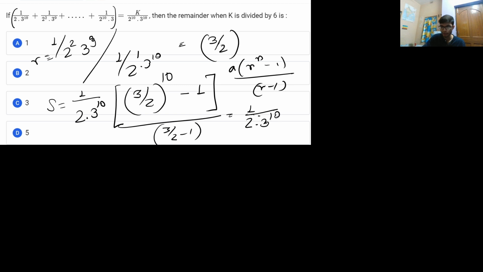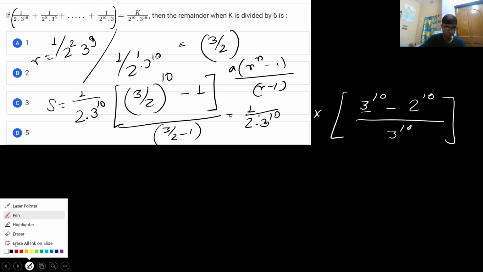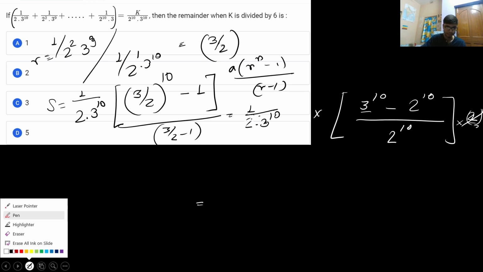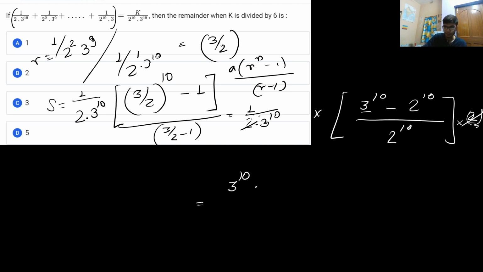1 by 2 into 3 to the power 10 into, so I'm writing from here, into 3 to the power 10 minus 2 to the power 10, whole divided by 2 to the power 10, whole divided by 1 by 2, that means multiplied by 2. So this particular term is 1 by 2, and if you take this up, this will be into 2. So the 2 and 2 get cancelled, and the result which is left is 3 raised to the power 10 minus 2 raised to the power 10, whole divided by 3 raised to the power 10 into 2 to the power 10.